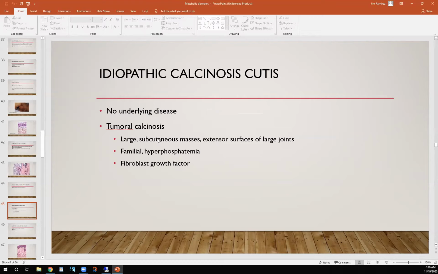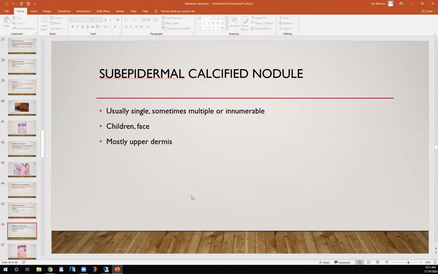So idiopathic calcinosis cutis, I'll mention just briefly, has no underlying disease. Tumoral calcinosis belongs to this family, a condition in which we get large subcutaneous masses, often around large joints. This is familial. These patients often have hyperphosphatemia, and you get involvement of fibroblast growth factor.